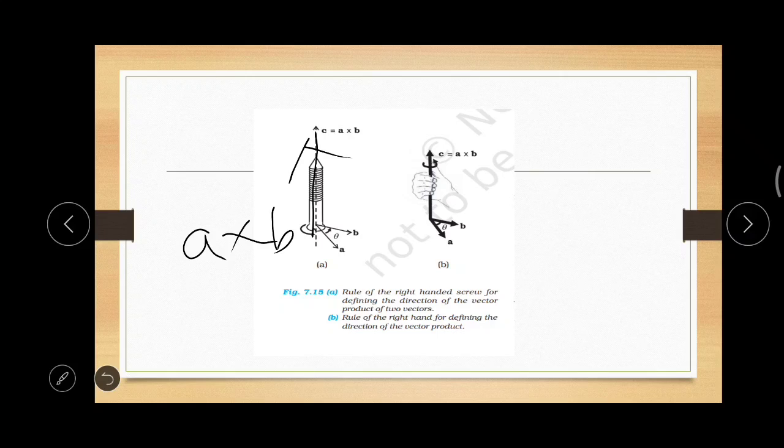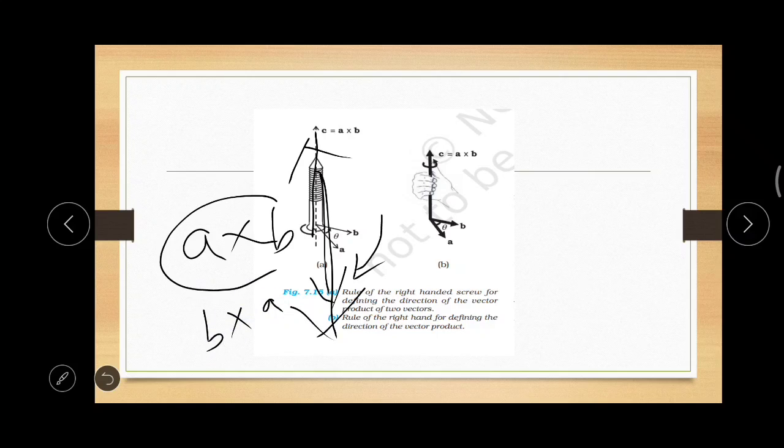Instead of that, if you are taking b cross a, the movement of the screw will be downwards, that is b cross a will be in the opposite direction. From b to a you are rotating the screw in the anti-clockwise direction, so the screw will come out of the plane, isn't it? So that is towards the down. The direction of b cross a will be downwards and a cross b will be upwards. So we can say a cross b is equal to minus of b cross a.